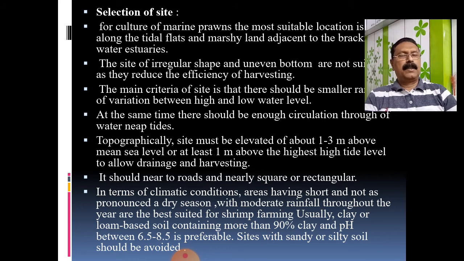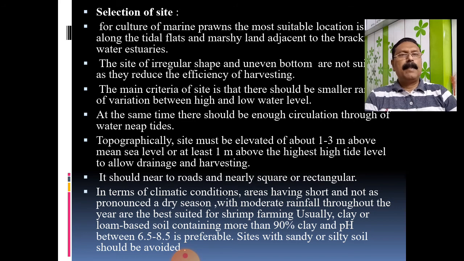Besides that, at the same time, there should be enough circulation of water through the neap tides. We have seen in the second year, at the time of studying the estuaries and ecology of the sea, that there are different types of tides, and here the neap tide is one in which there is very little water current.